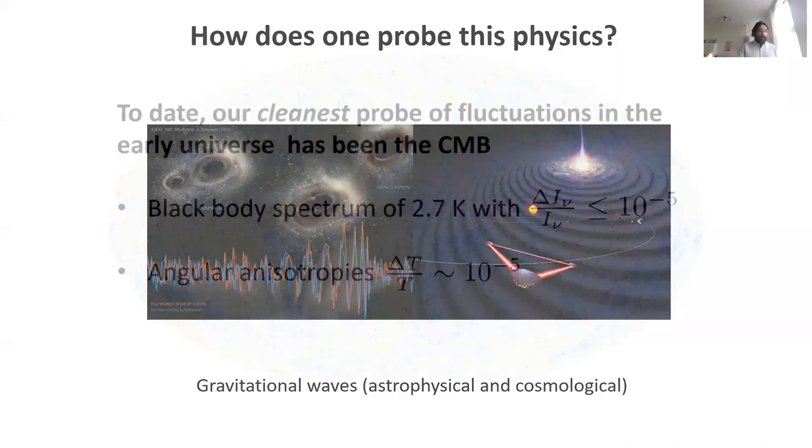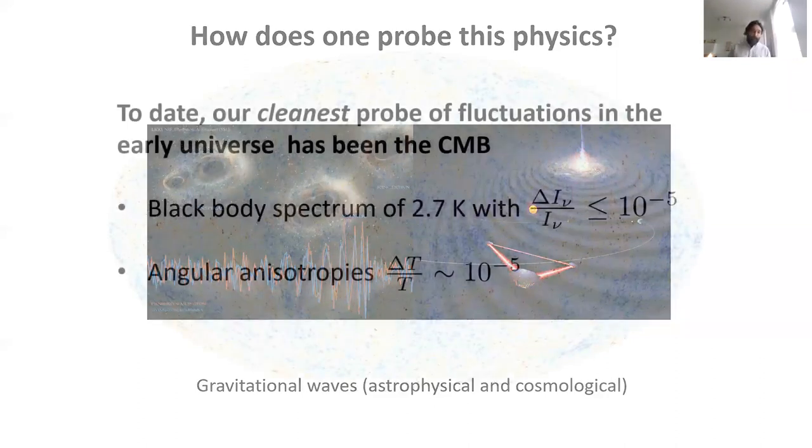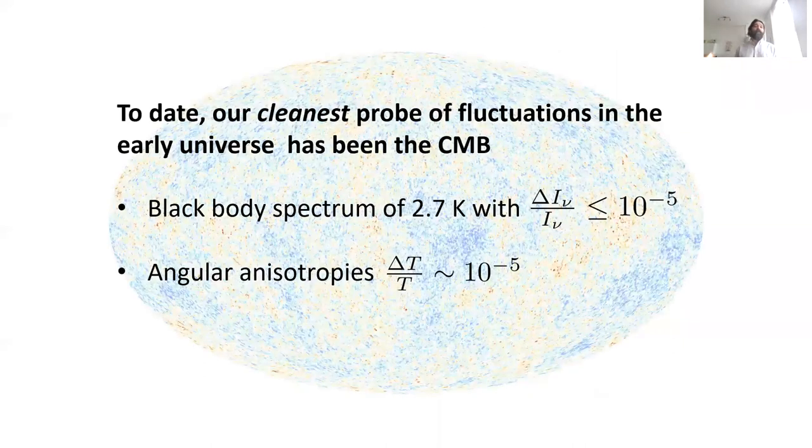So let's go through these, and I will make a connection to particle physics very rapidly. But let's first focus on the cleanest probe we have today. Cleanest in the sense that the scales we're looking at are still linear as far as structure formation is concerned, and foregrounds are relatively straightforward, although it's still a big headache to clean. Nevertheless, our cleanest probe of the early universe has been the cosmic microwave background.